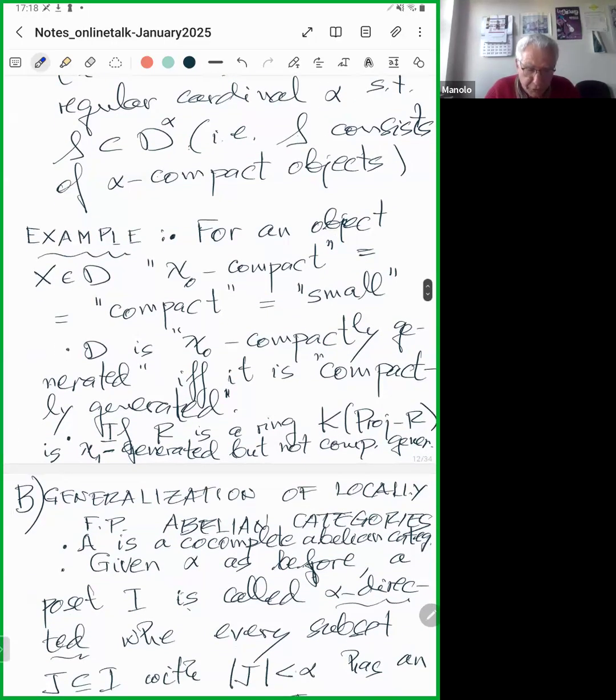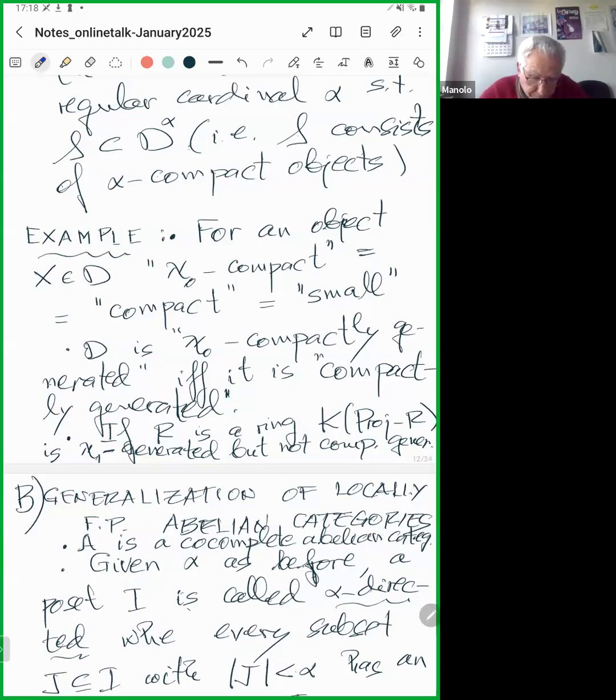And just to show you an example of a well-generated category which is not compactly generated, the homotopy category of projective R-modules is Aleph 1 generated, but not compactly generated unless the ring R is coherent.